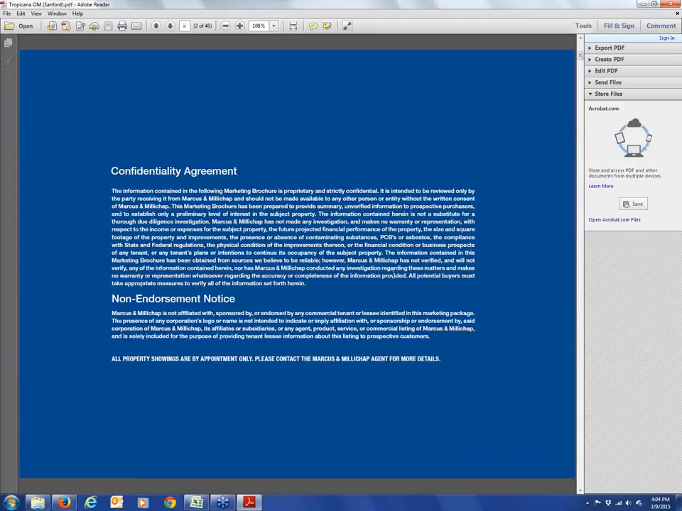Okay, so let's go back here. There is the broker confidentiality agreement. That's their get-out-of-free-jail card. If the stuff that they're sending you turns out to be fraudulent or bad news, then, yeah, this is it.